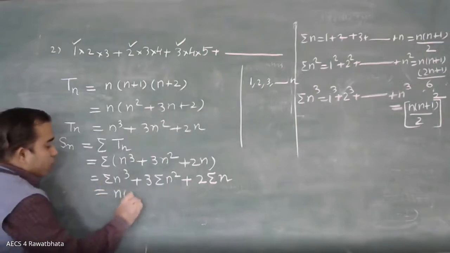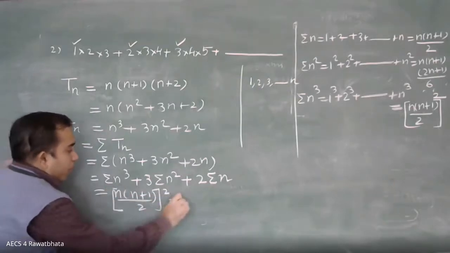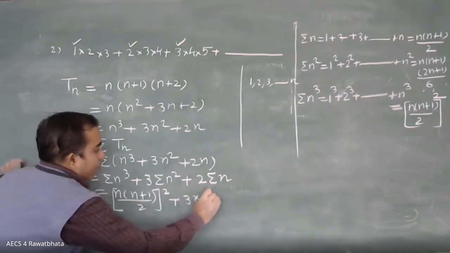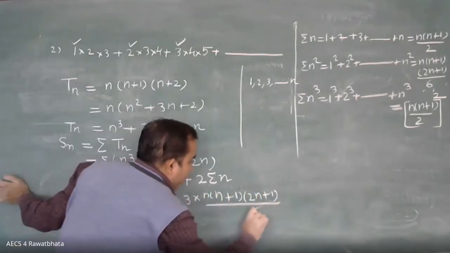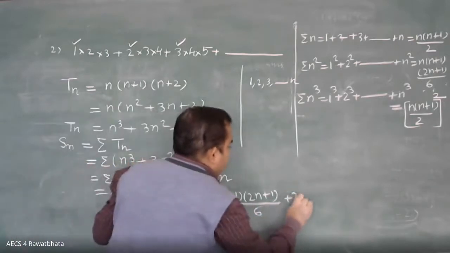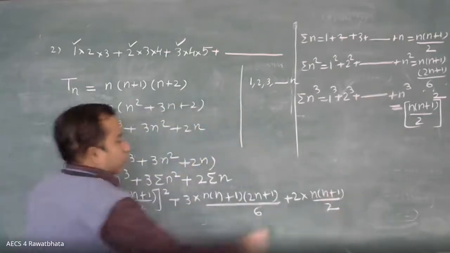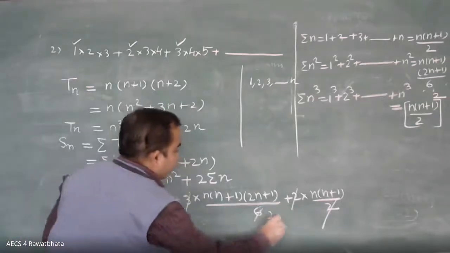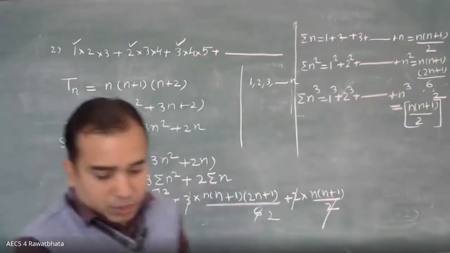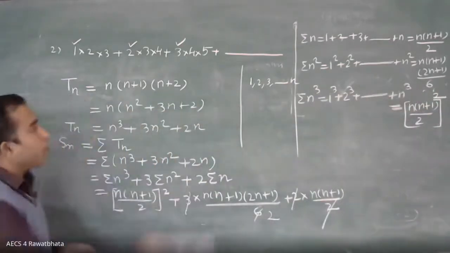This will become n into n plus 1 whole by 2, whole square, plus 3 summation n square, which is n plus 1 into 2n plus 1 whole upon 6, plus 2 sigma n, which is n plus 1 whole by 2. And now this can be solved. What is common, students? Let's take common n into n plus 1 upon 2.